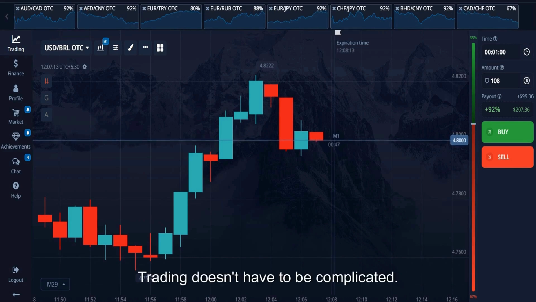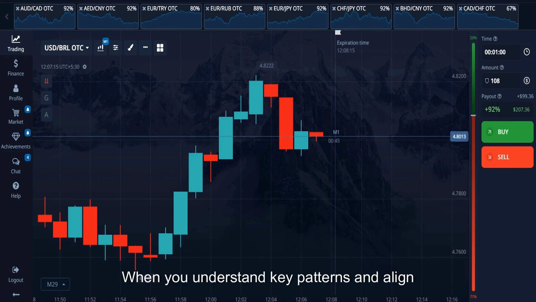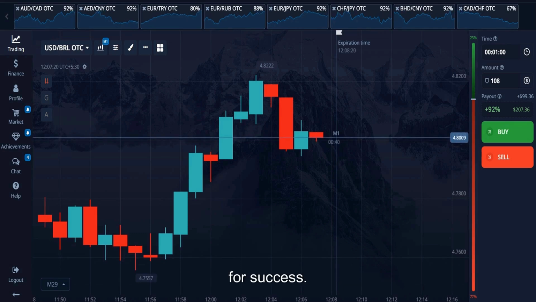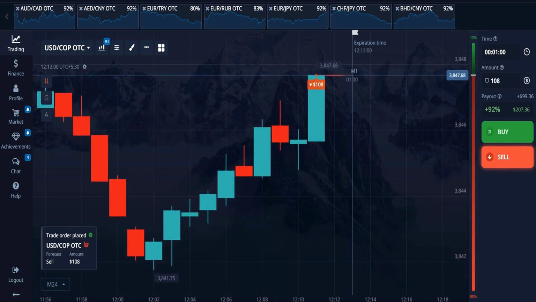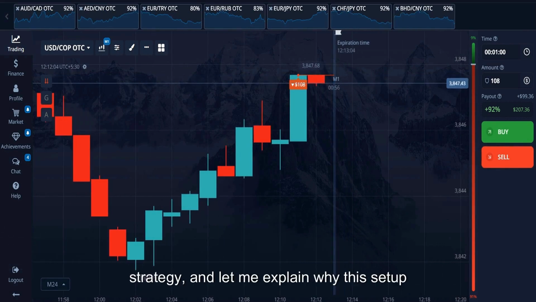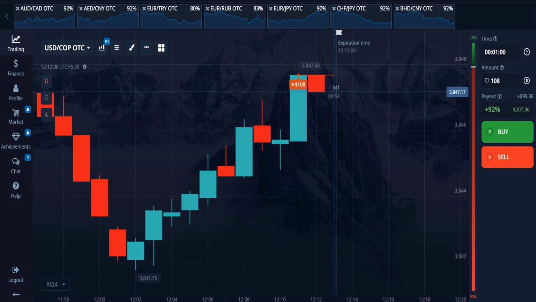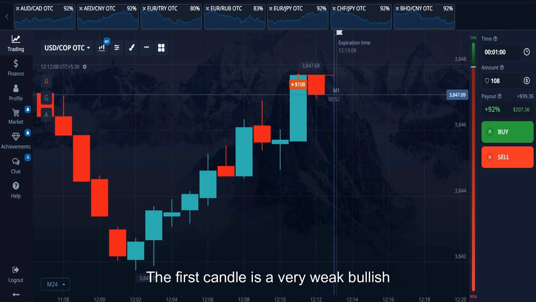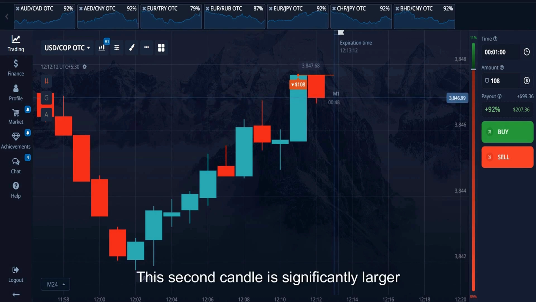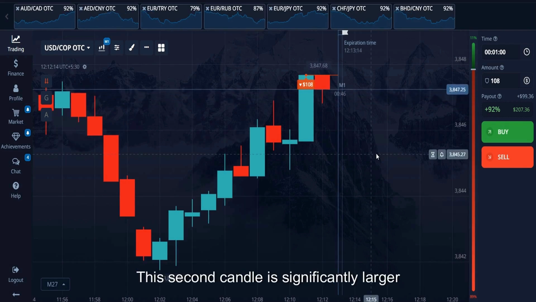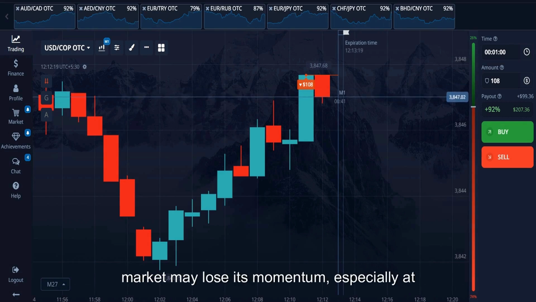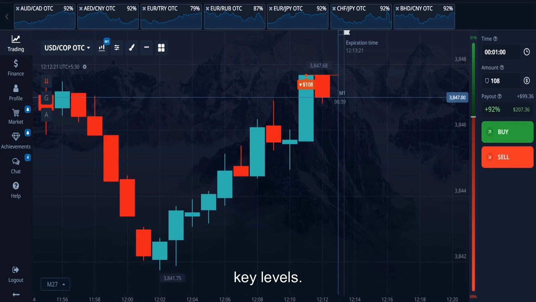Trading doesn't have to be complicated. When you understand key patterns and align them with the trend, you set yourself up for success. I've placed a sell trade here as per my strategy, and let me explain why this setup looks so strong. The first candle is a very weak bullish candle, followed by a very strong bullish candle. This second candle is significantly larger than the first. This kind of pattern often signals that the market may lose its momentum, especially at key levels.